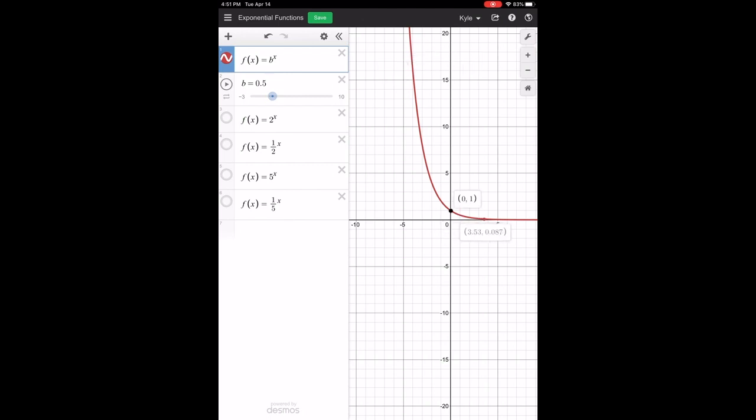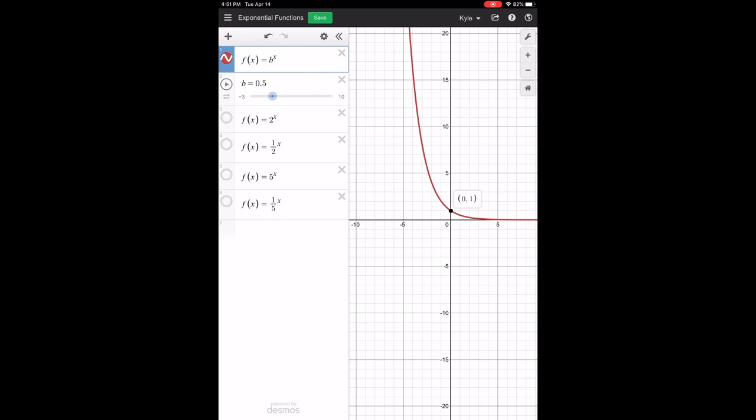But if I plug in a 4, you'll notice that I end up with a 16th, which is hard to get exact. 0.063 is just about 1/16. So you can see why this is working. When I have negative values, I'm increasing, but for large positive values, I decrease. So that's what happens when b is between 0 and 1.